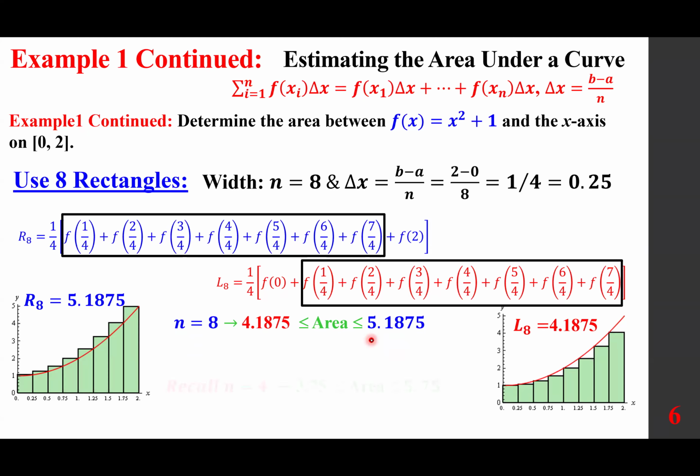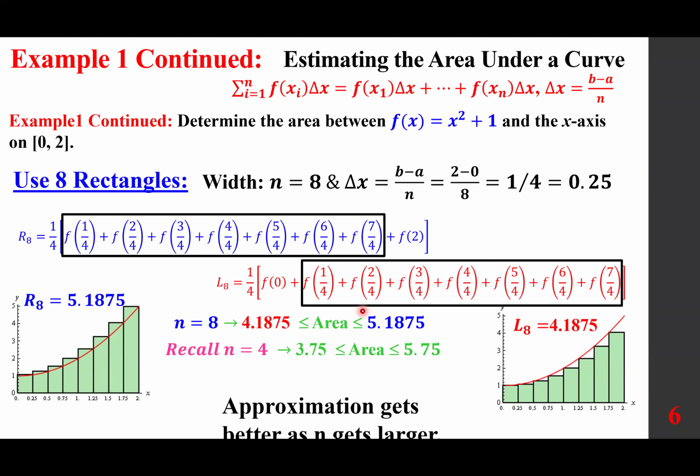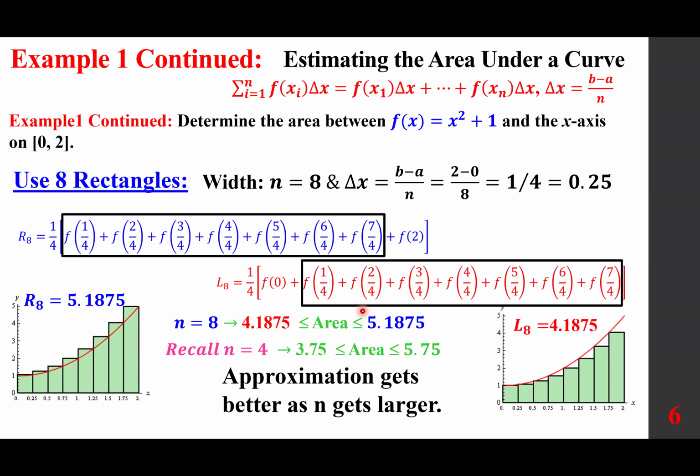When n was 4, it was between these two numbers. As you can see, the difference between these two is 2, but the difference between these two is only 1, which means the approximation is getting better. So the approximation gets better as n gets larger. And that's the idea, everybody.